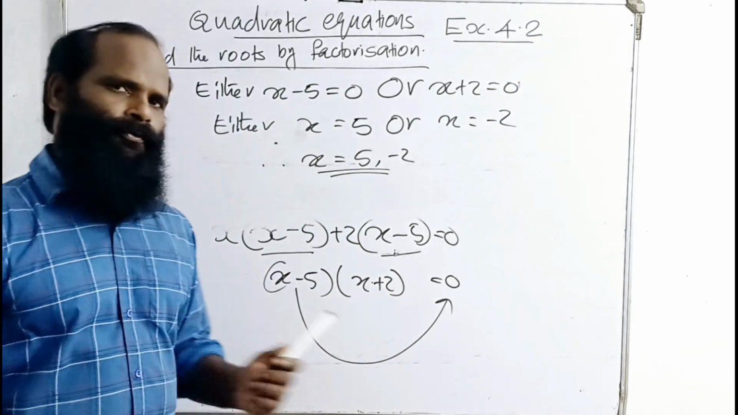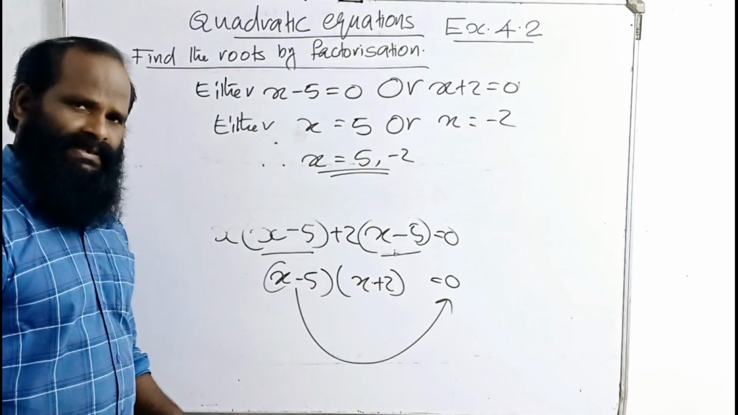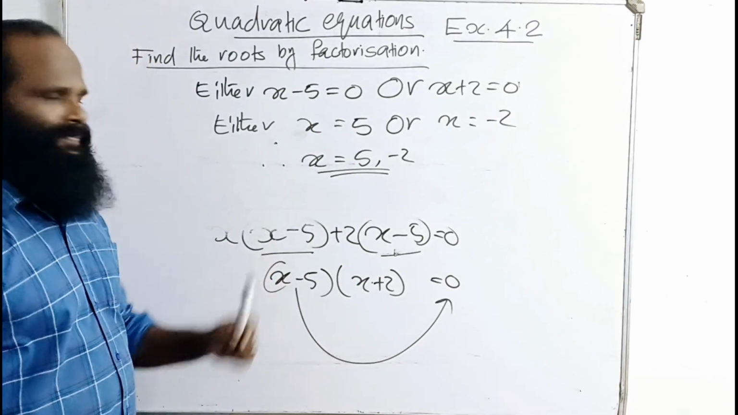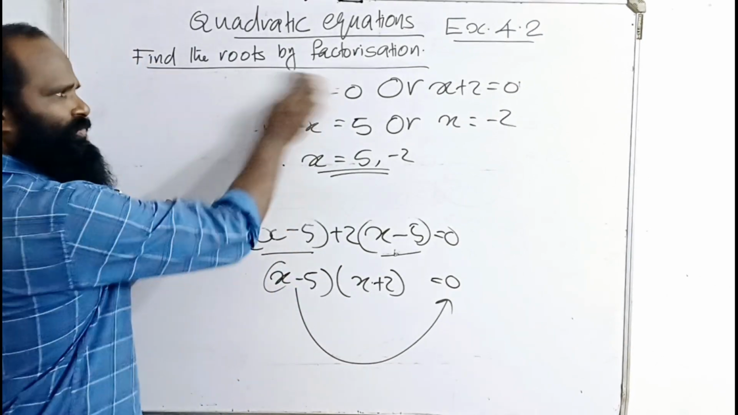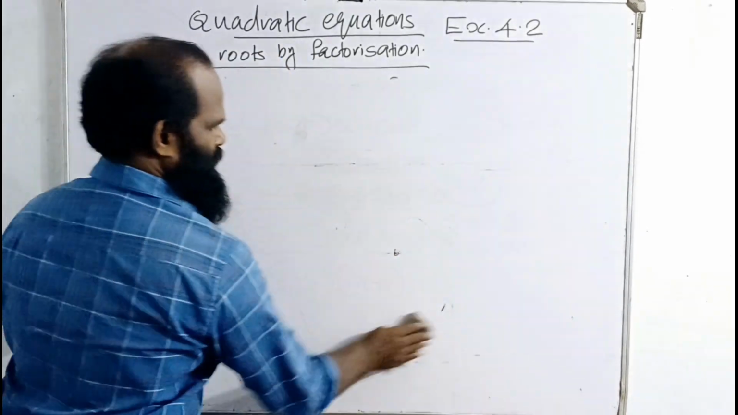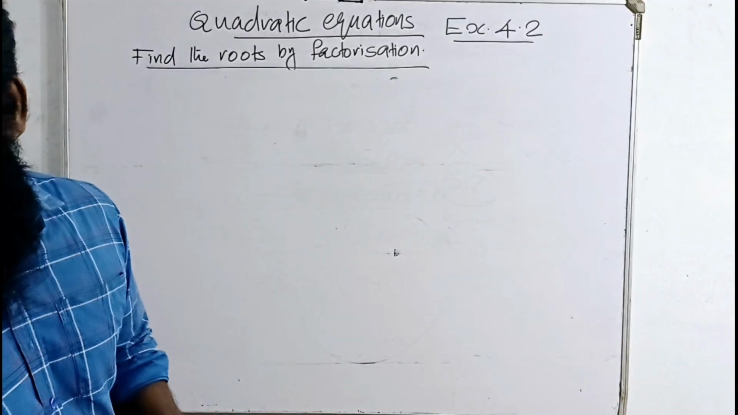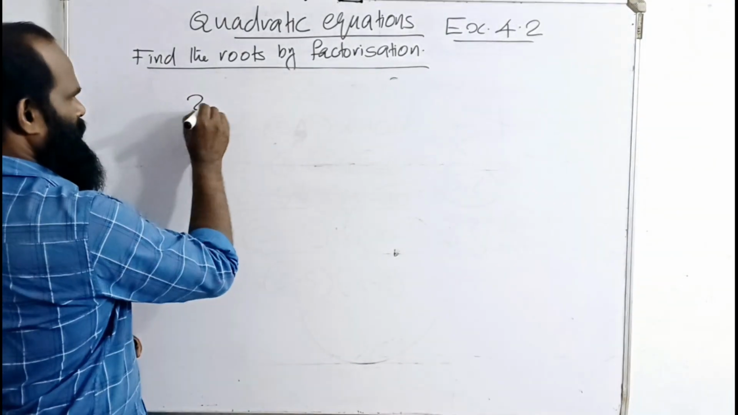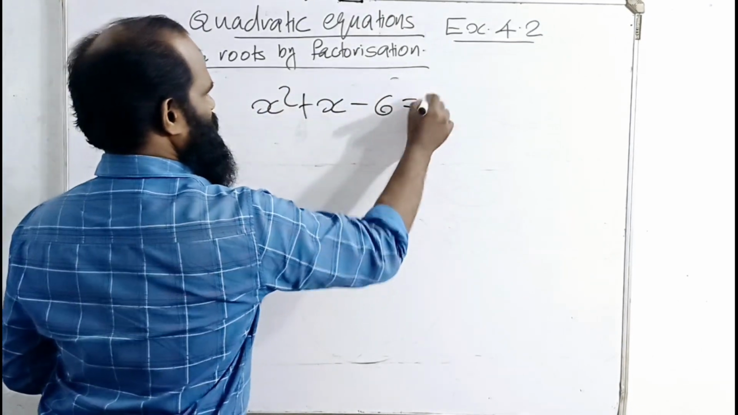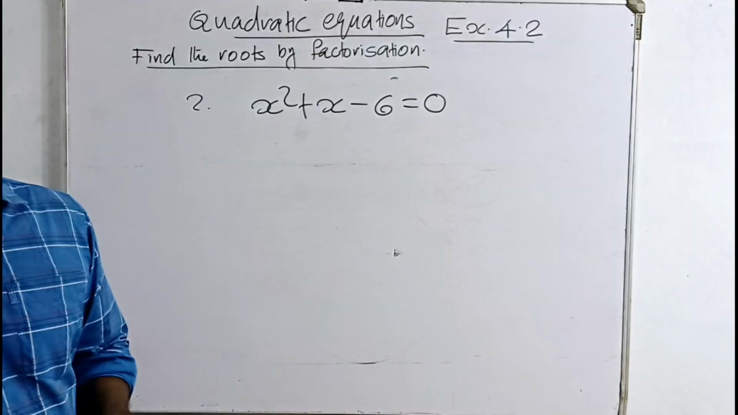Okay, then we will go for question number 2. If you haven't understood this, you just rewind and watch once again. Here we go for question number 2. Well, question number 2 is this. X square plus x minus 6 is equal to 0.